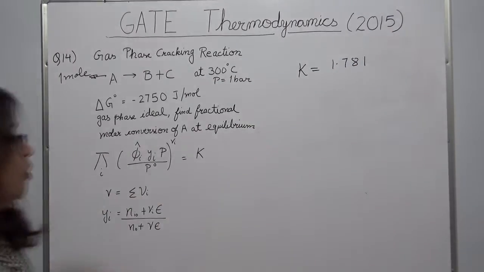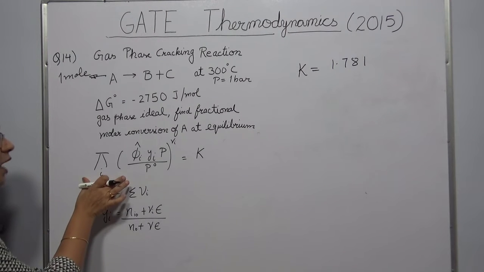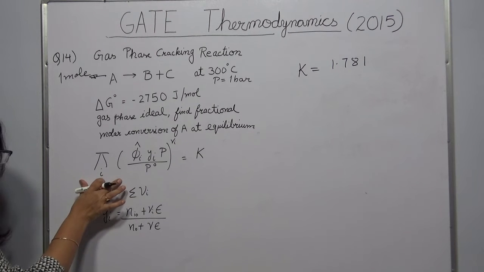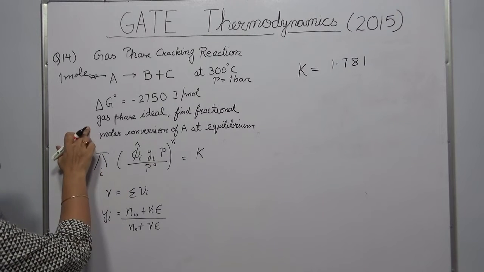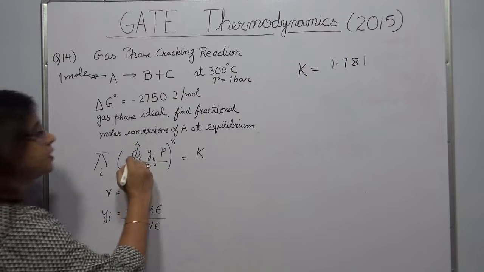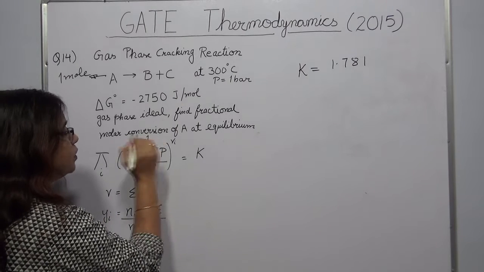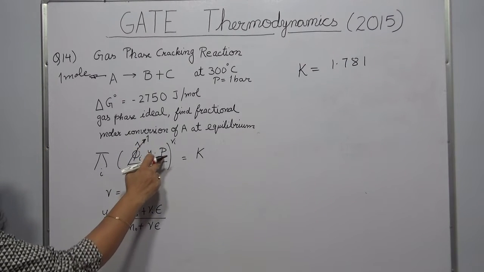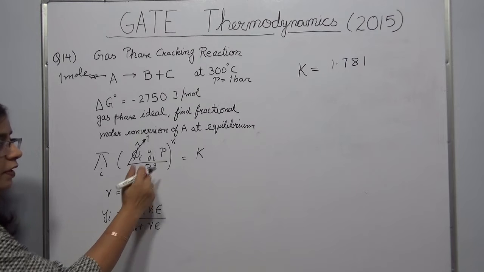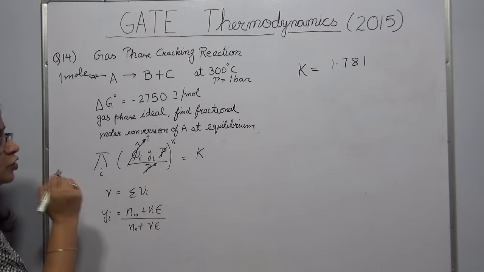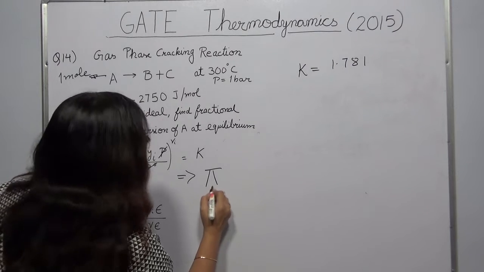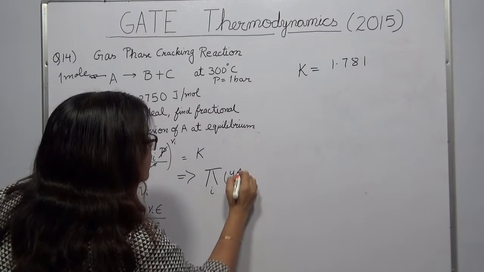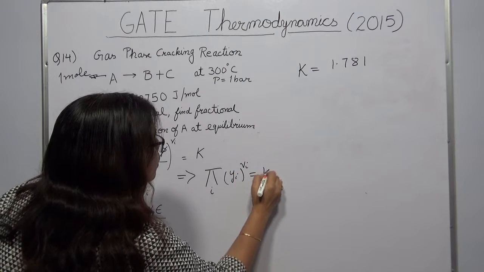Okay, what was the second step? Now I have asked you to remember this equation for a gas phase reaction. Okay, the second step was to simplify this equation. So they have asked you to assume an ideal gas phase. So phi I cap is equal to 1. The given pressure is 1 bar. Your standard pressure P naught is 1 bar. So this cancels. So what you are left with is essentially product over all I of yi raised to nu I, that is equal to K.